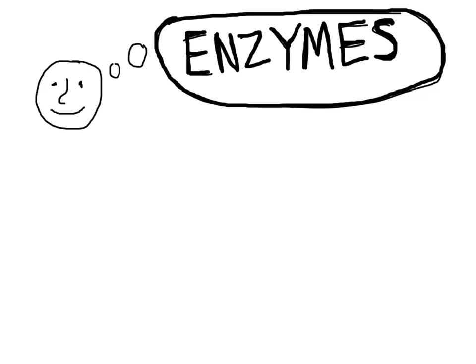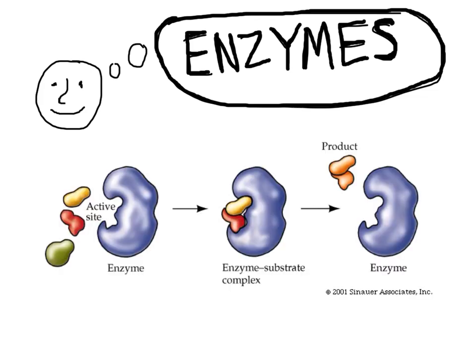When we think of enzymes, we often think of images like this, in which the enzyme is a big purple blob with an active site, and these little blobs that are the reactants go inside the active site, make the enzyme substrate complex, and then are released in the form of products. While it's a useful schematic, it oversimplifies things.